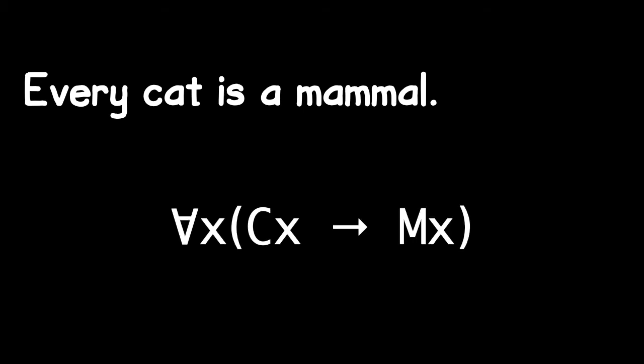Now consider this sentence. Every cat is a mammal. The universal quantifier always talks about everything in the universe of discourse. With this symbolization key, that means every animal. So how can we talk about cats in particular? We do this by writing for all x, Cx arrow Mx. This means that for every animal, if that animal is a cat, then that animal is a mammal.